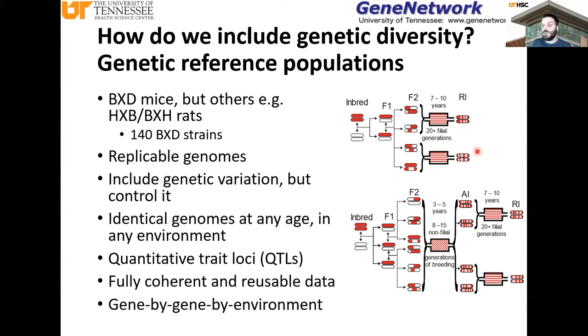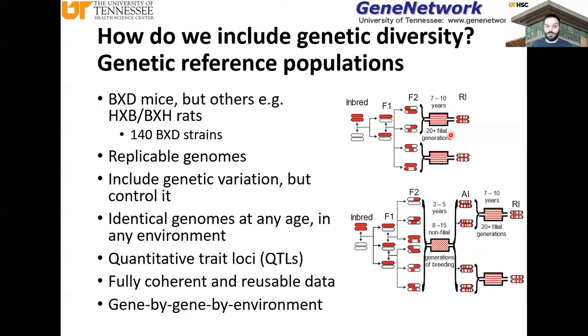What this allows you to do is include genetic variation, because you can include all these different strains, but control it because you have replicates. This means you can produce identical genomes in any environment, any age, anywhere you are. I can go back to data that was collected in 1973 and remap it using sequencing data that we collected for all of these strains a couple of years ago. I can go to behavioral data collected in the 80s and correlate it with new hippocampal proteomics data that was gathered this year and find new significant biology.